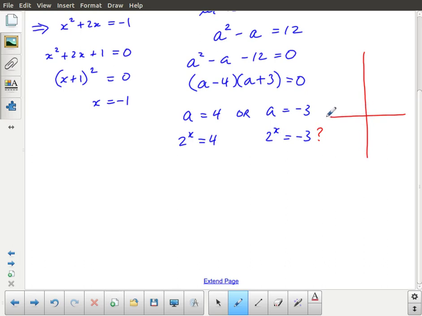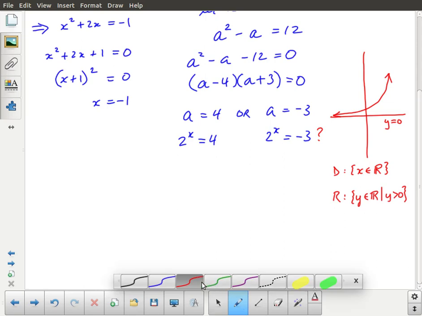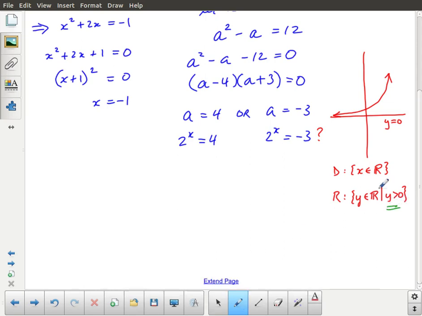What does the graph of 2 to the x look like? It has a horizontal asymptote at y equals 0, and then it looks something like that. It's always increasing. If we talked about domain and range, we would say the domain would be x member of R. It's all real numbers. If we talked about the range of this particular graph, it would be y member of R such that y is greater than 0.